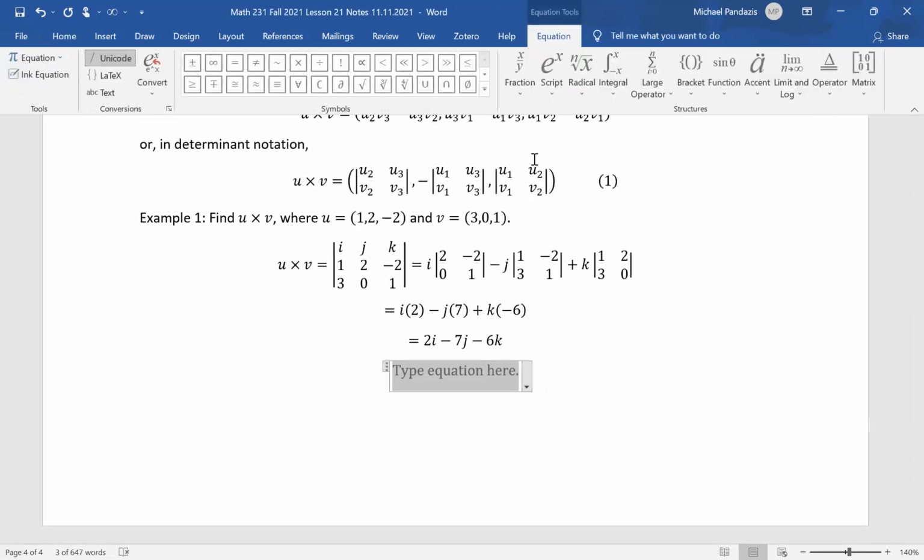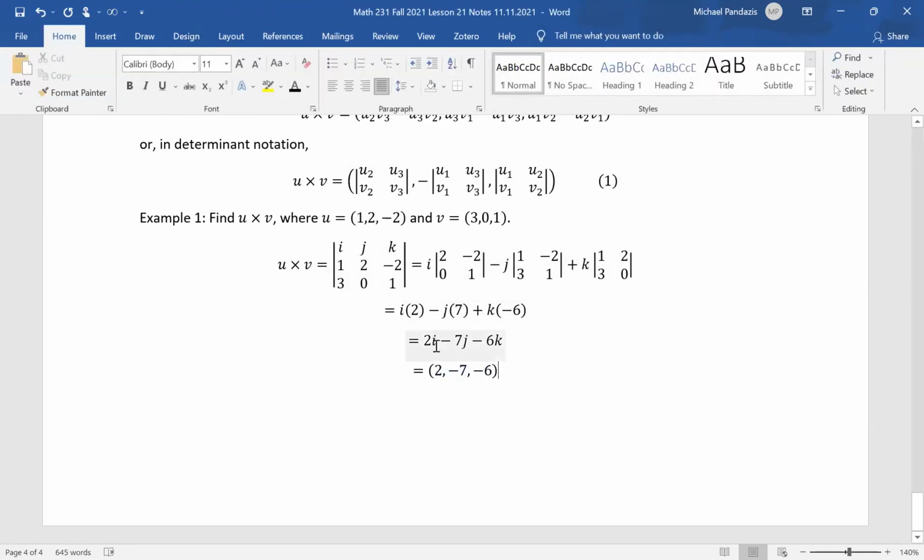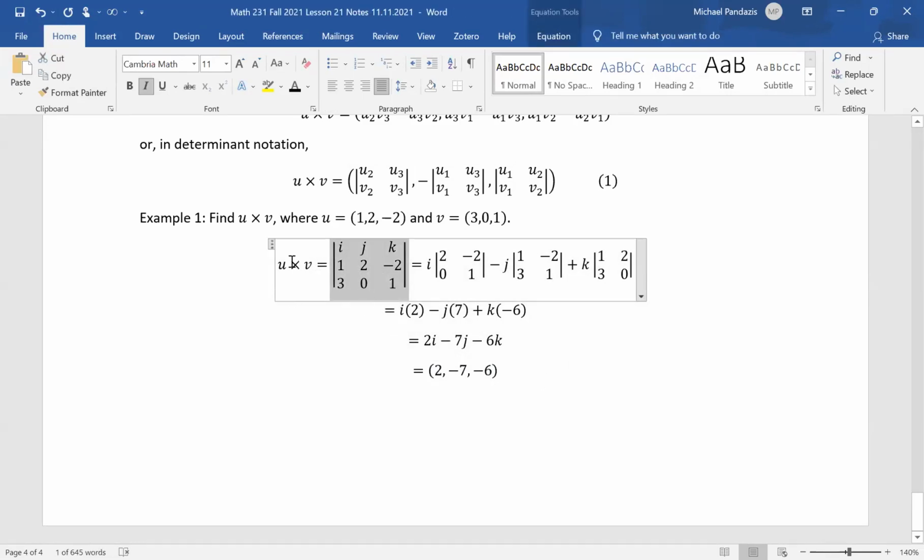Okay, that is a representation of u cross v. If you don't like the representation in terms of I, J, and K, you can also see this as 2, -7, -6. The coefficients just correspond with the components of the vector that the linear sum represents. Is there a question? Okay, so u cross v is equal to that 3 tuple right there. And we use the determinant method to find u cross v.